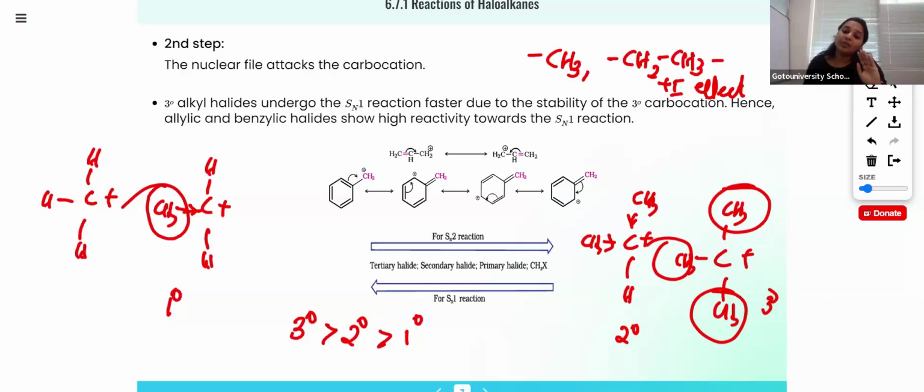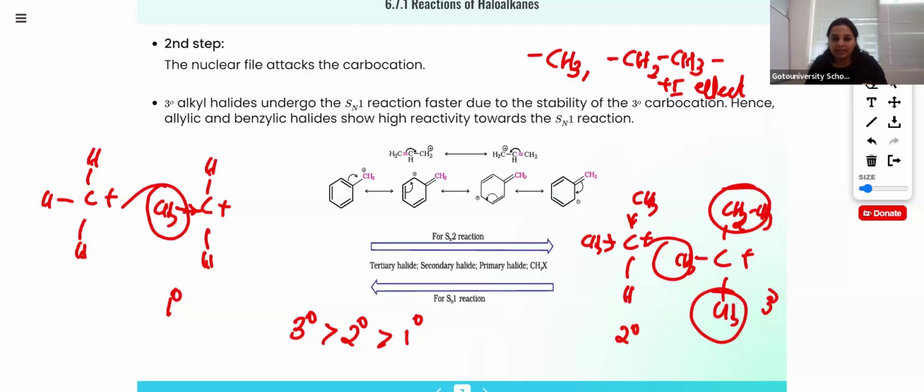Here the methyl group is not compulsory. You can add any other group, like an ethyl group. Suppose instead of CH3, here I am writing CH2CH3. No problem, the same thing will be there. These groups are giving electron density towards the carbon, and they are increasing the electron density, so they become stabilized.